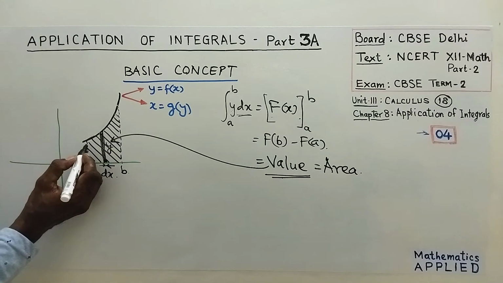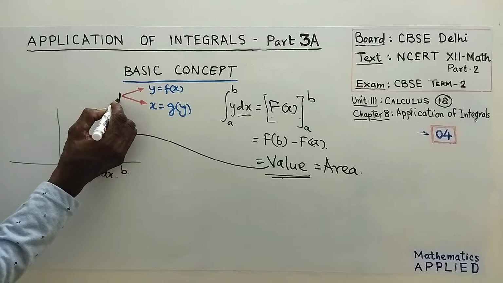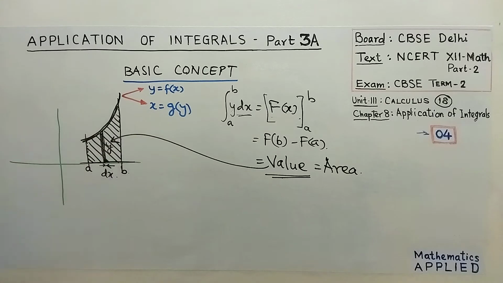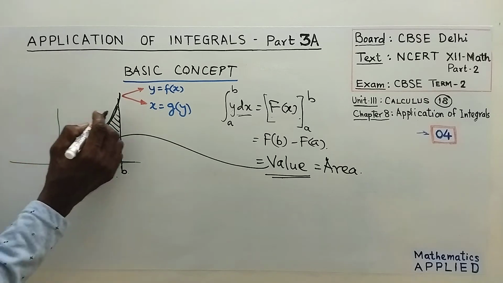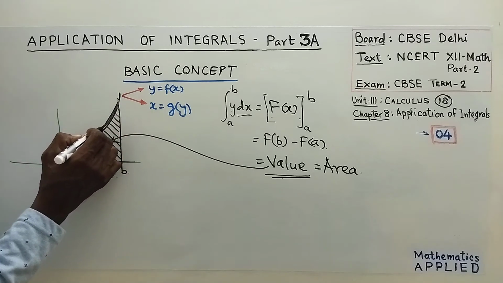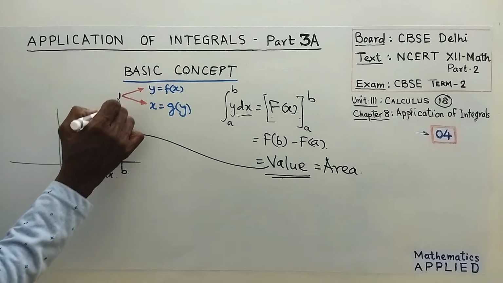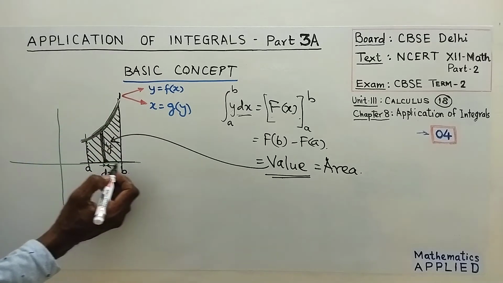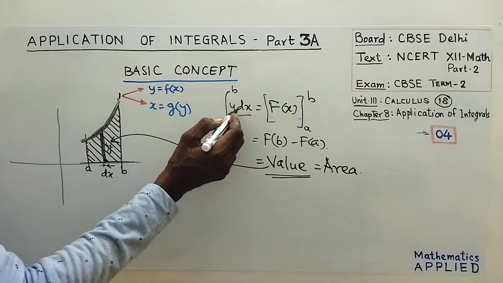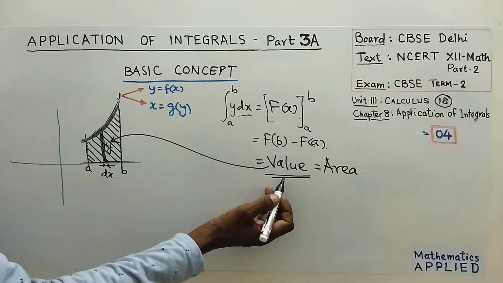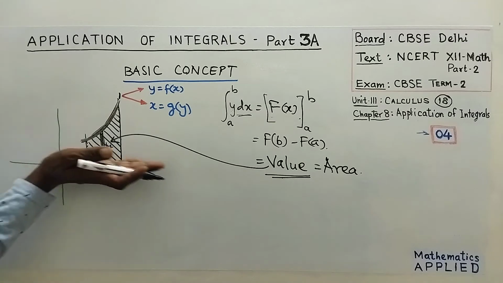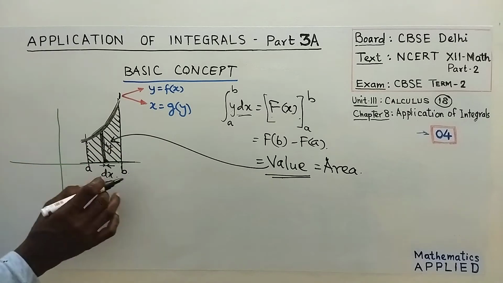Now this region is bounded. You see, it is bounded. This side, this side, this side, and the curve on one side. So in order to find the area of this region, I should integrate this curve with respect to x. I do that this way, integral y dx from a to b. So whatever result I get, that result is the area of this region bounded by the x-axis. It's not below this. Understand this.